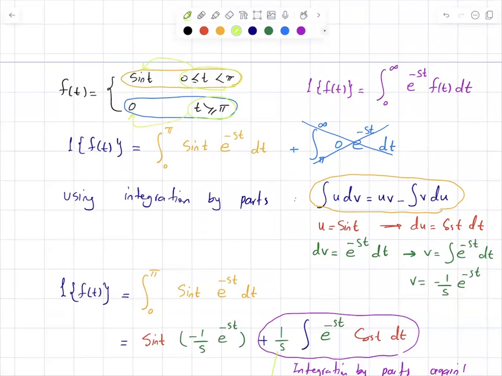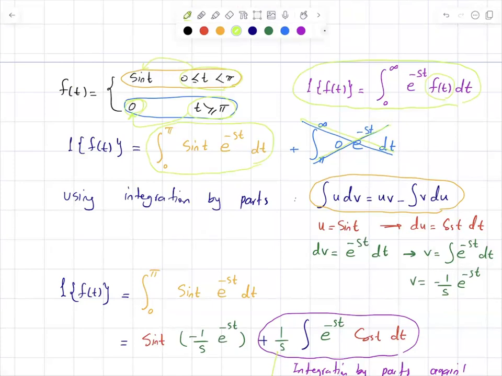So as usual, when we are defining the Laplace of a function, we have the improper integral 0 to infinity e to the power negative st f of t dt. But if you do the multiplication of f of t by e to the power negative st, since this function here is 0, the second integral vanishes, it disappears, it is just 0. So you only need to take the integral of sine t e to the power negative st dt.